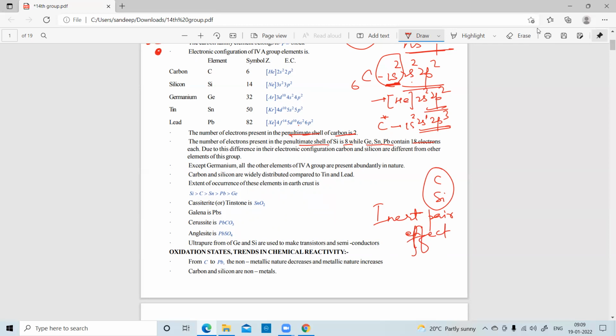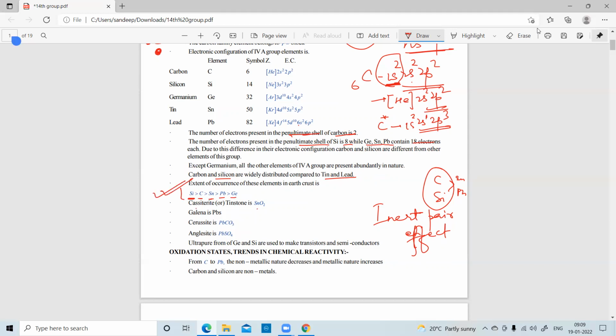Carbon and silicon are widely distributed compared to tin and lead. So carbon and silicon are dominant over tin and lead. In extent of occurrence, silicon is the most abundant, then carbon, then tin, lead. This is the abundance of these elements.